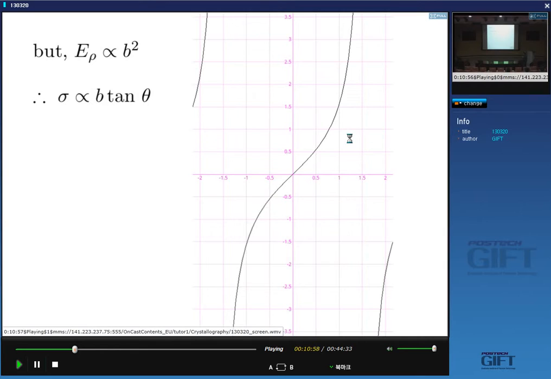Now, a tangent function looks like this, okay? We are operating at small values of theta, and I'll tell you why we are operating at small values of theta, small misorientations. And in that region, it's more or less a linear function, okay? So tangent of theta increases almost linearly with theta. So we expect the interfacial energy to vary approximately linearly with misorientation between the two halves.